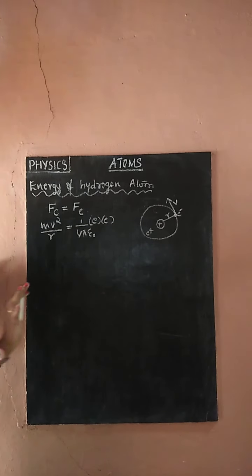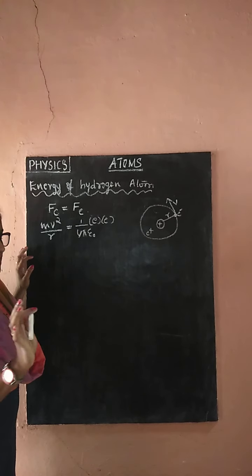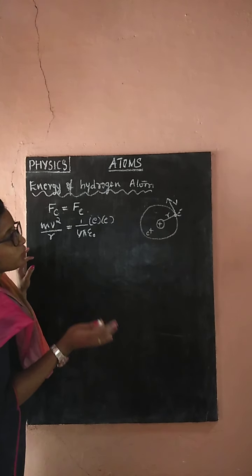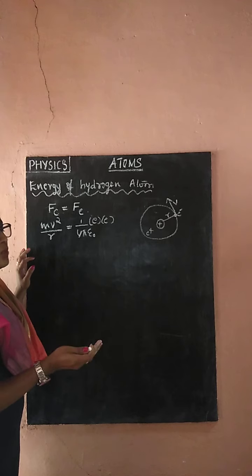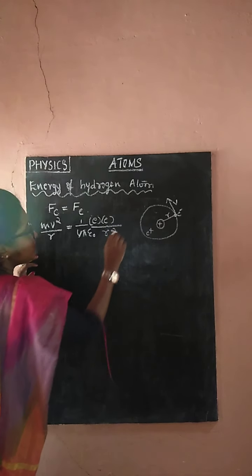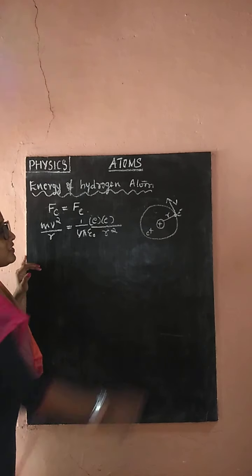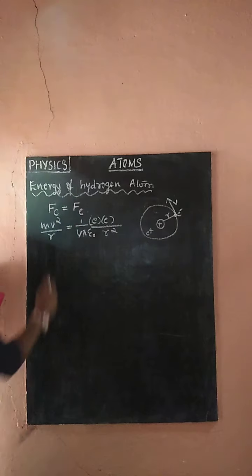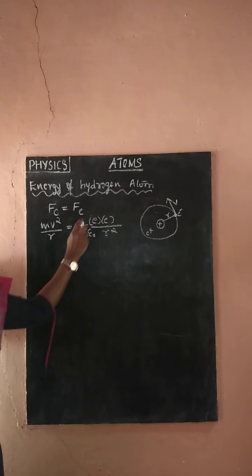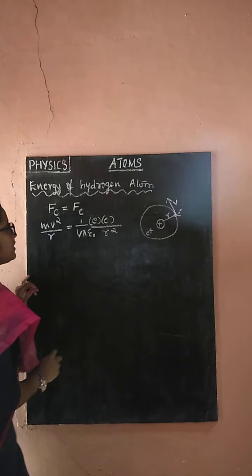According to the electrostatic force of attraction, we are just taking the magnitude of the charges. The charges are positive and negative, but we take only the magnitude, which is e for both the electron and the nucleus, divided by the square of the distance between them. The distance between them is r, so r square. So mv square by r equals 1 by 4 pi epsilon naught e into e by r square.